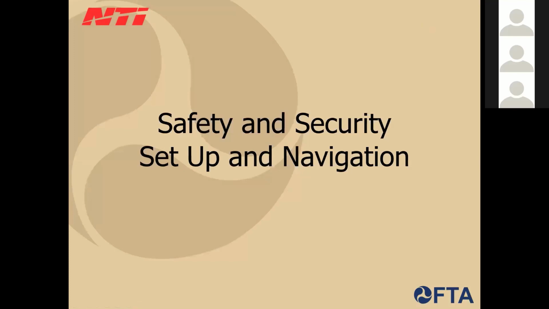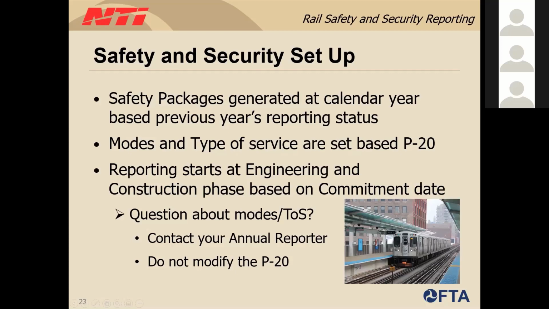All right, so first we're going to review the safety and security navigation and setup. Safety and security packages are automatically generated at the beginning of a new calendar year based on the agency's previous reporting status. Modes and types of service available in the safety module are determined by the agency's P20 form. Reporting starts at the engineering and construction phase and is based on the commitment date on the P20 form. However, we do have in the works a future change where there will actually be a position to add in the engineering and construction phase start date, but it's not currently built in yet.